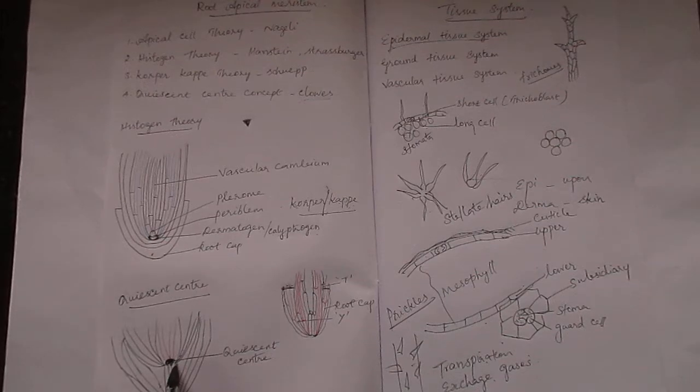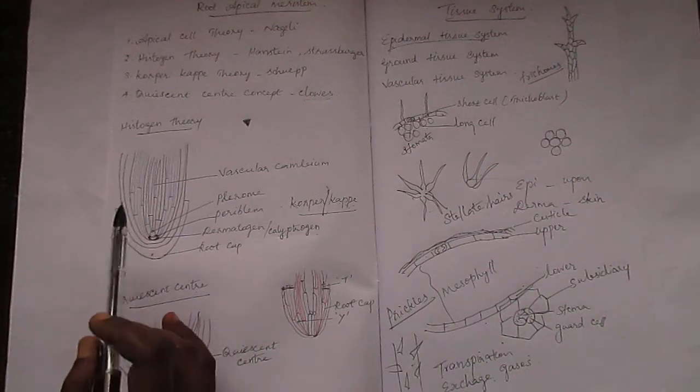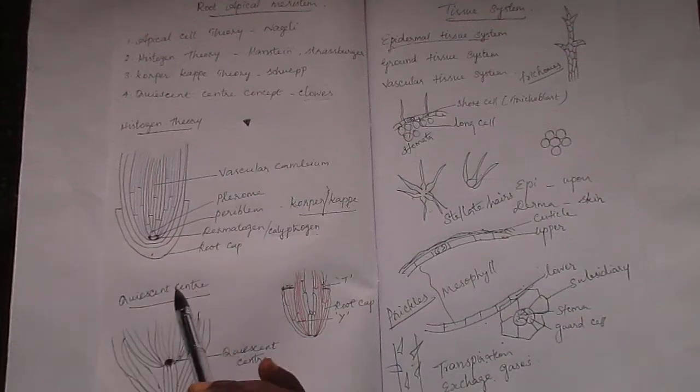It's the site of hormone synthesis. Hormones are synthesized in this region. Also, it is the ultimate source of all meristematic cells in this region. So I hope that you understand these four theories very clearly.